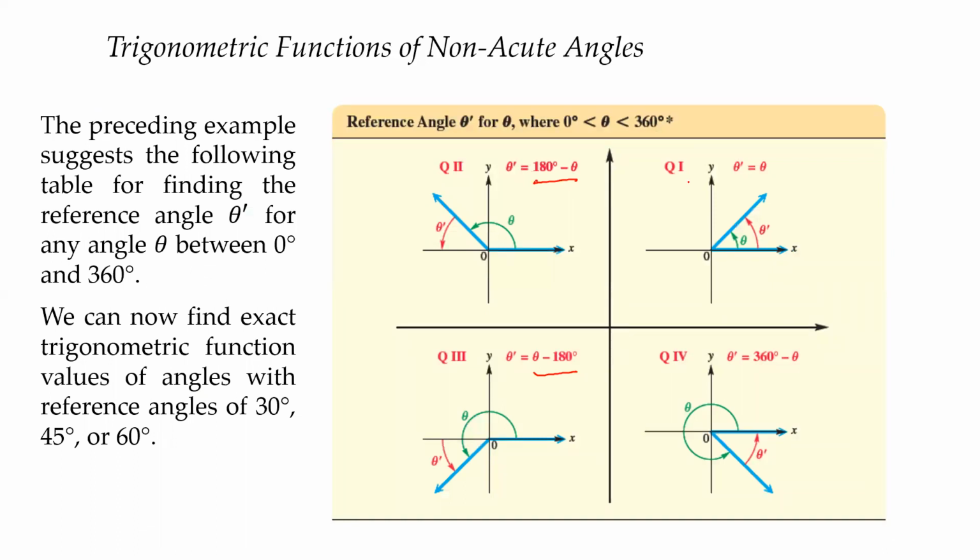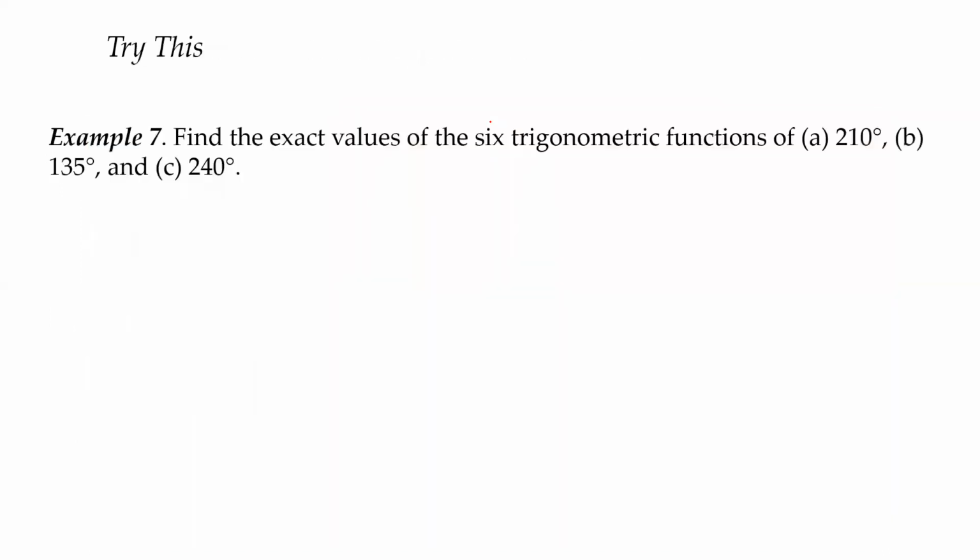We know that in quadrant 1, our x is positive, y is positive. For quadrant 2, y is positive, x is negative. Quadrant 3, both are negative. And quadrant 4, negative y and positive x. Let me put these in parentheses. Okay, so knowing that, let us do example 7.